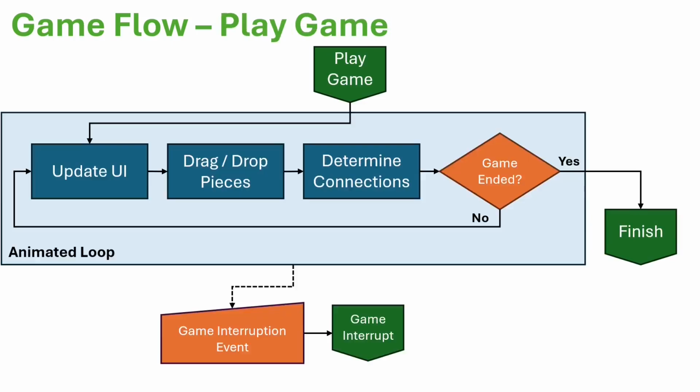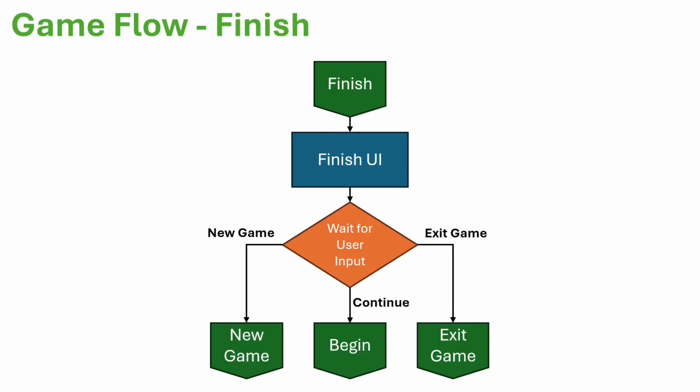We're playing the game. But eventually, all the connections will be made, all the pieces will be connected up, and the table will signify to the game that the game has ended, in which case we go to the finish screen. And the finish screen is very, very simple. We just show the UI a little congratulatory message, something like that. They can click on 3 options: new game, which goes to new game, continue, which goes to begin, or exit game, which exits the game completely. Next time we'll cover how connections are made with the different pieces.